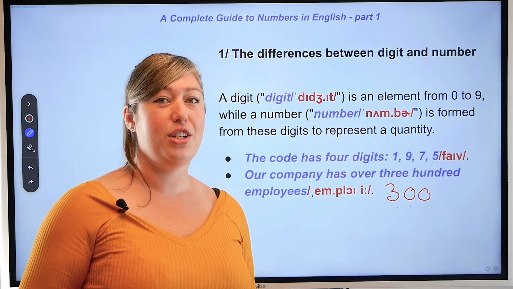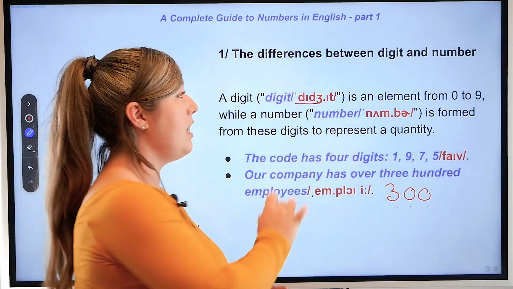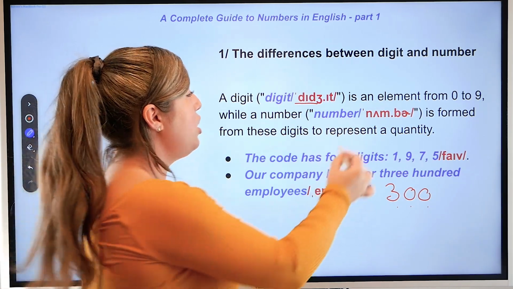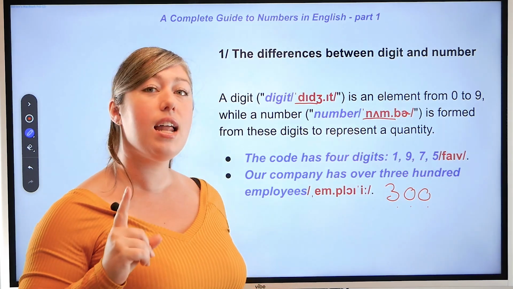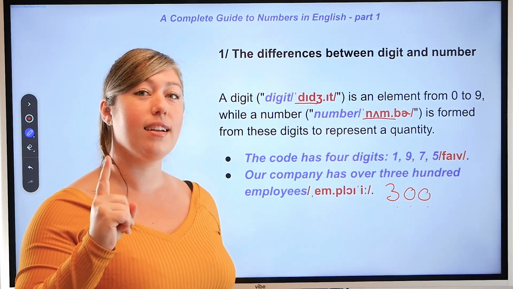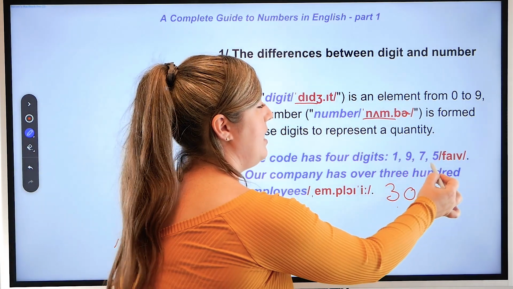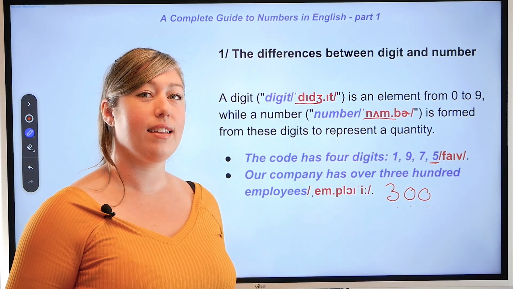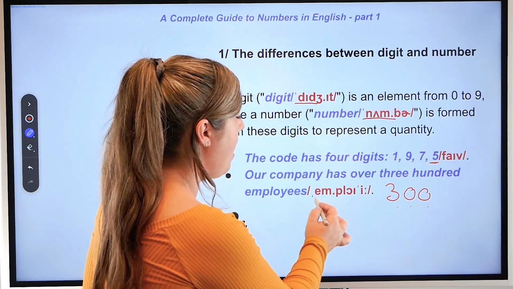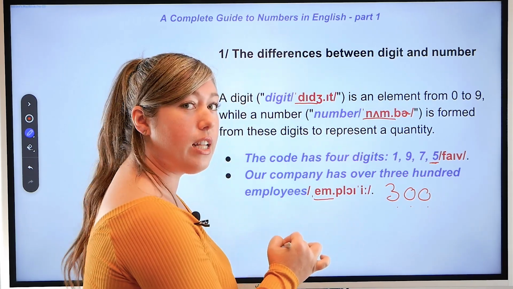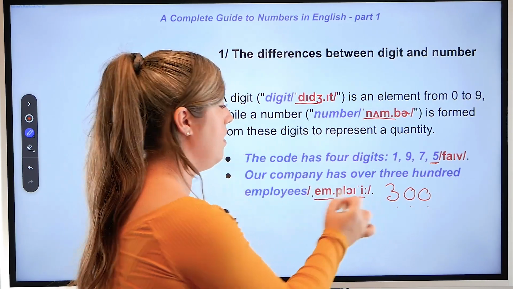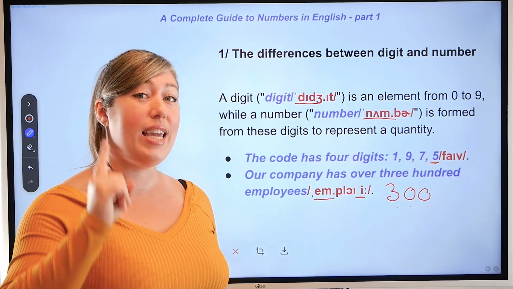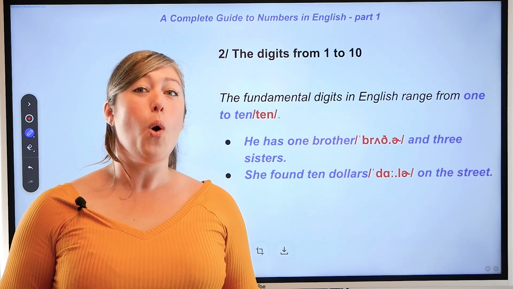Let's take a look at pronunciation. There's a stress on the first syllable in digit, digit, and a stress on the first syllable in number, number. Let's practice this. 5, 5. And this one, we have a little stress on the first syllable with the main stress on the last syllable. Employees, employees.